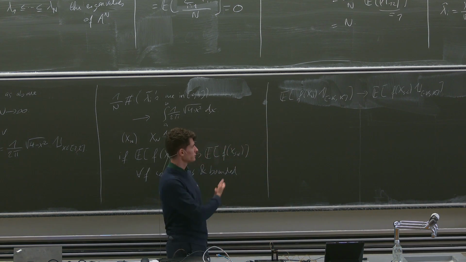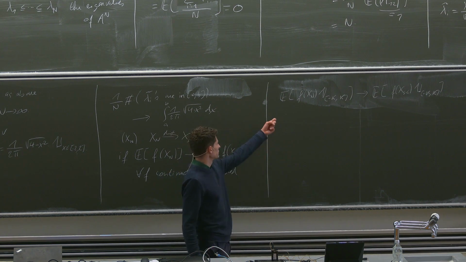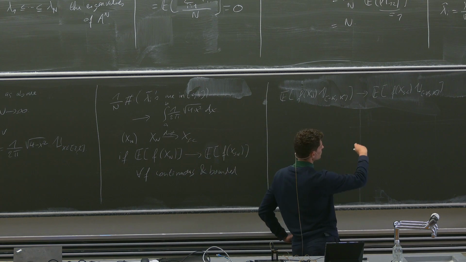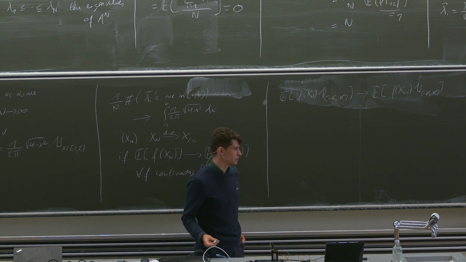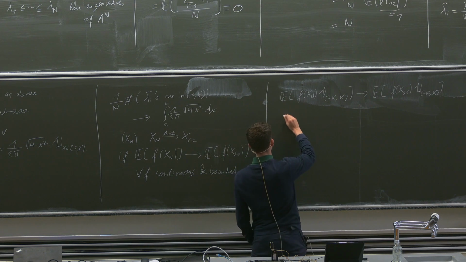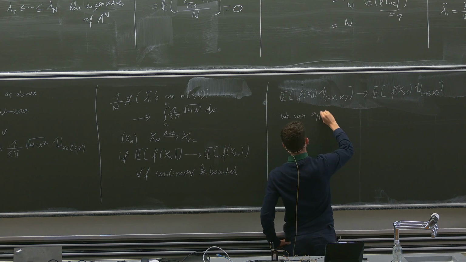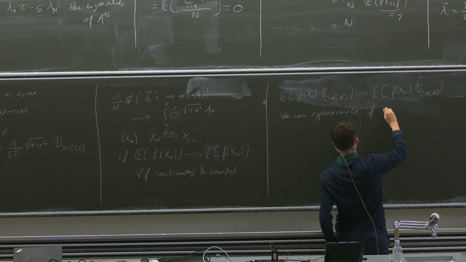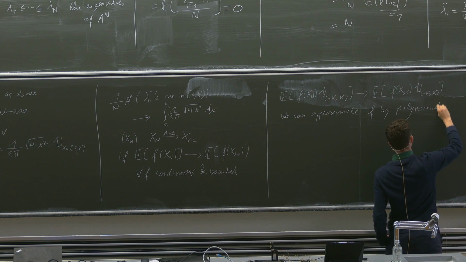And then what we see from this argument is that it would be good enough to show that if the test function is a polynomial, then this converges to a polynomial of the random variable x semicircle, and then we will actually get convergence in distribution. So then, okay, we can approximate f by polynomials.